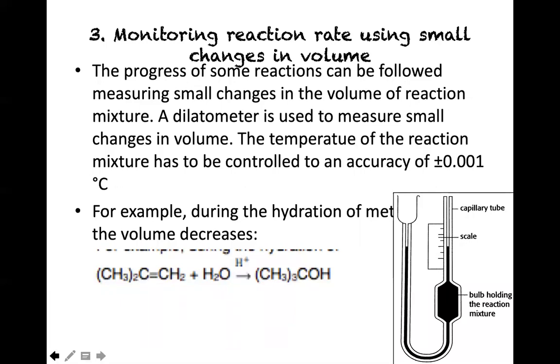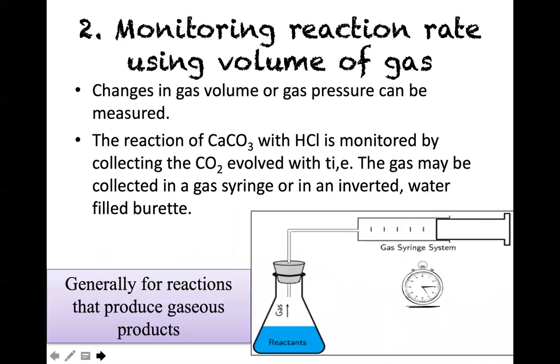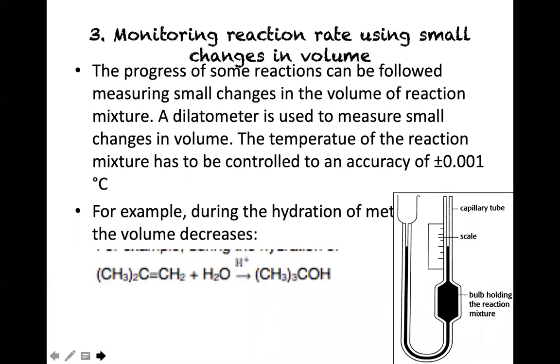The increase, you will not be able to read it off from a balance because it's too small. So if you cannot weigh the increase in mass, then you just use this dilatometer. When the reaction is producing a small increase in volume, you can see that the water level will just rise. And because it's a narrow capillary tube, a small increase in volume will show a significant change in the scale.